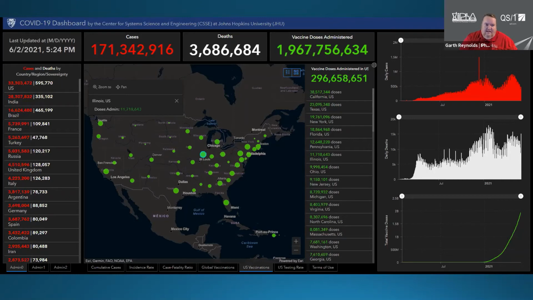And this data is a little behind, because it said Illinois had 11 million doses. It's a little bit higher than that. We'll see that on the state statistics pretty soon. But I do want to start shifting the approach towards recovery instead of focusing on the case numbers.